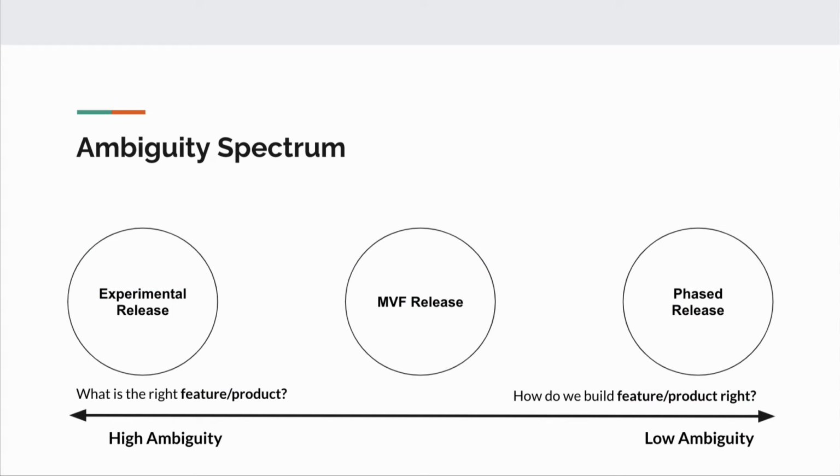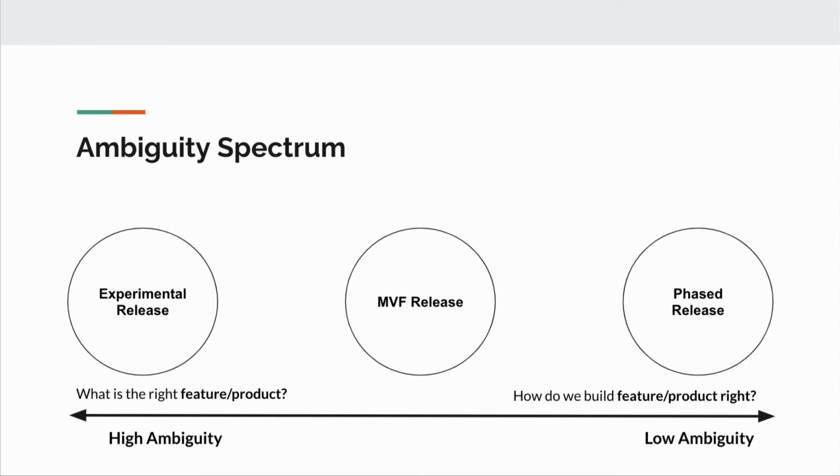And the ambiguity spectrum: the experimental release, minimum viable feature release, and phased release. If you see here, the experimental release is highly ambiguous: what is the right feature to build? And how do we build the feature right has low ambiguity in the phased release.